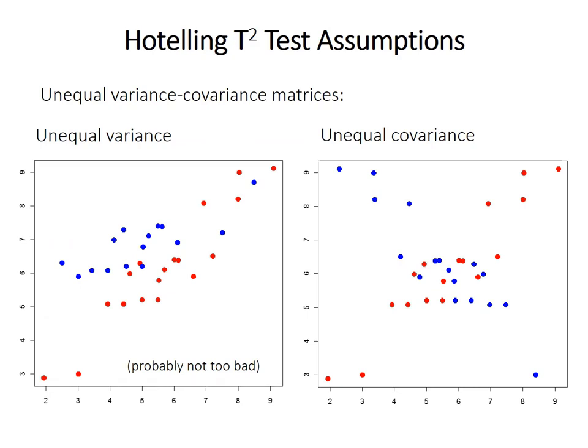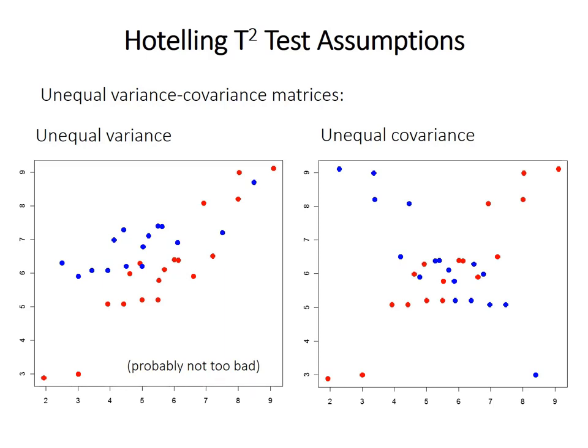So this slide illustrates some of the issues with the covariance matrix of the samples. Remember, one of the assumptions is that they have equal variance-covariance matrices, and you can look at the matrix, but you can't really tell what's going on with it. So you should just look at this graphically.